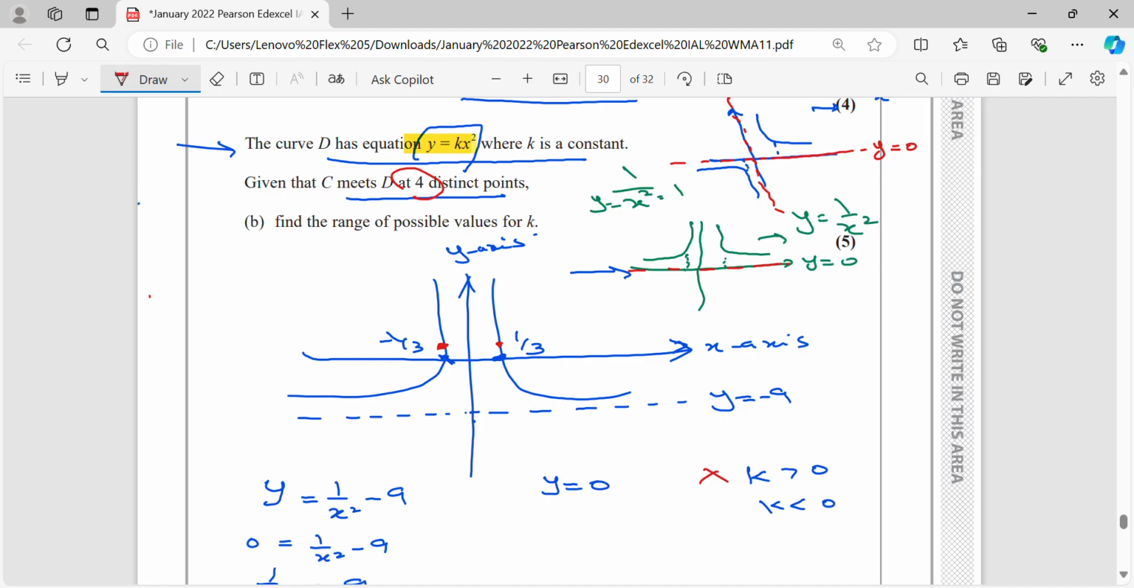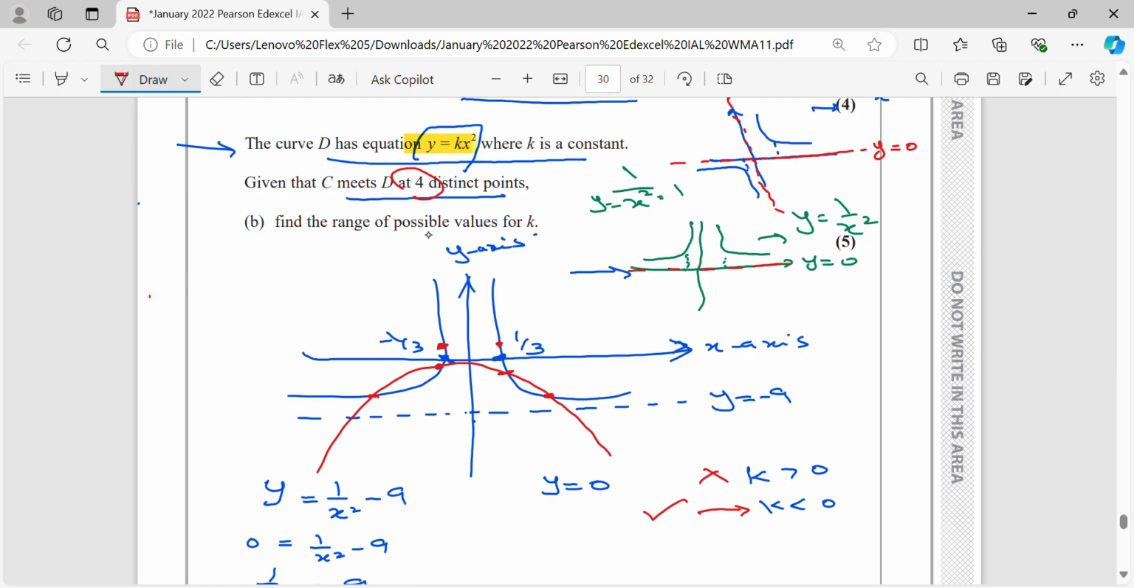If k is negative, in this case, let's check how I can draw a parabola that passes through the region. I need to make it a little wider so it can touch at 4 distinct points. Something like that. Right? It passes through the region and it touches the curve at 4 distinct points. Okay, so it means that k is negative.